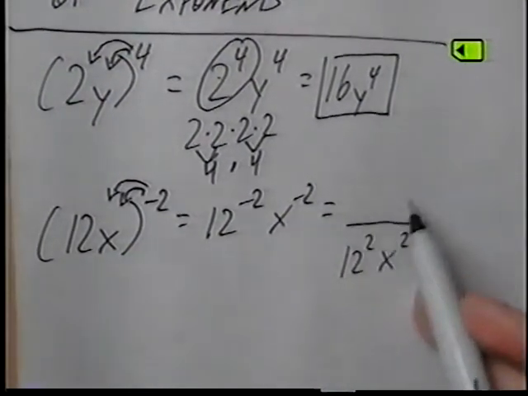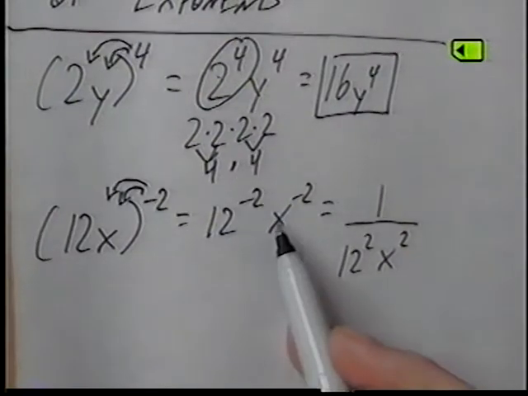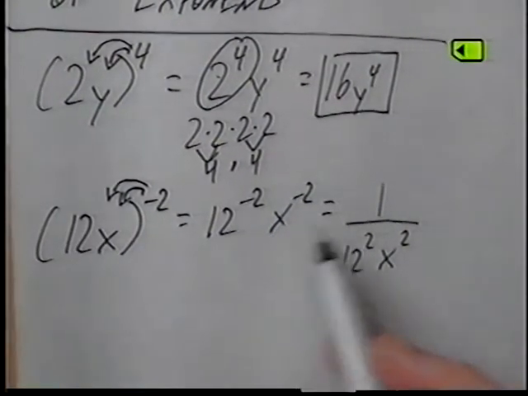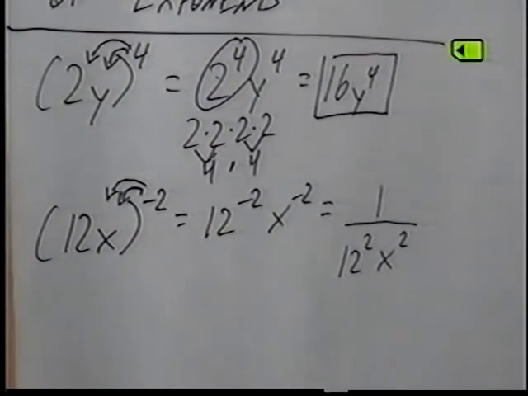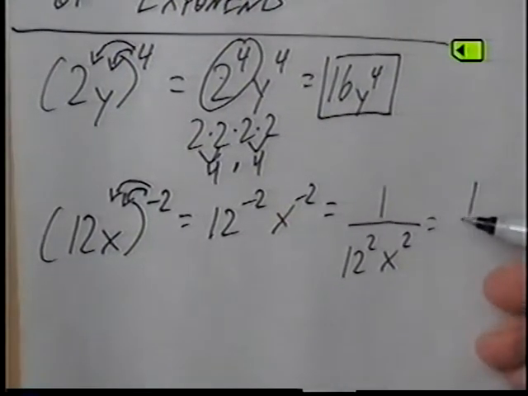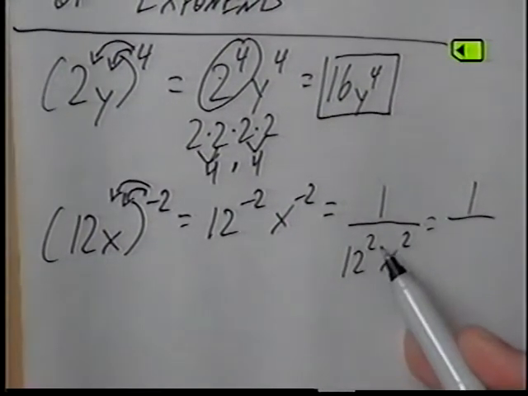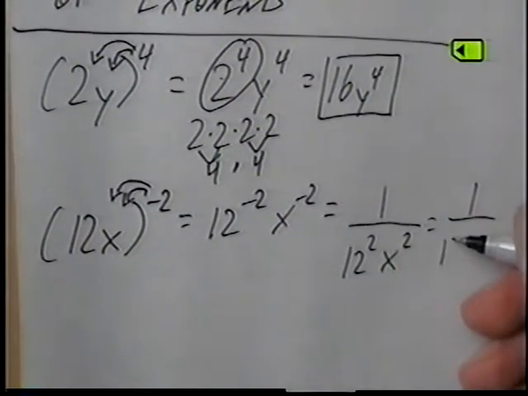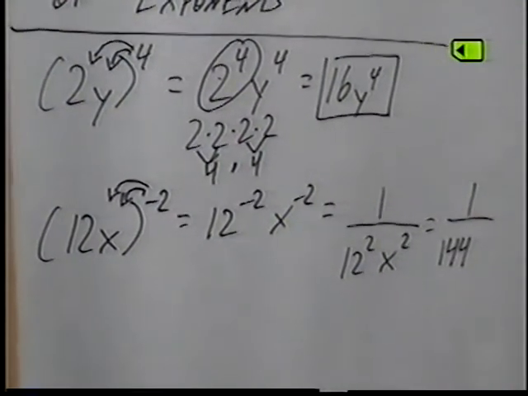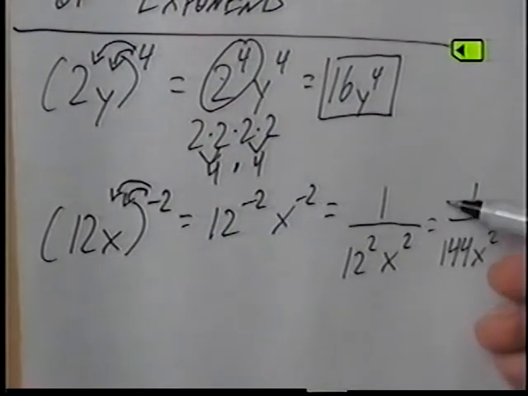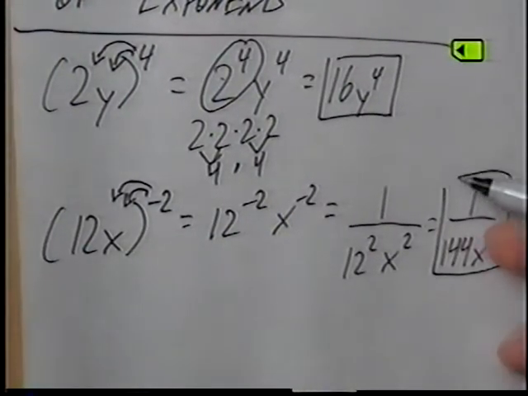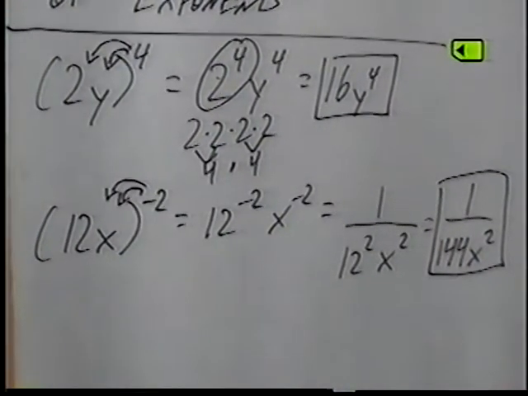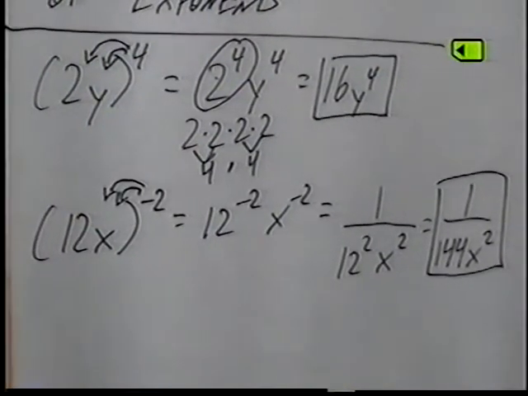If there's nothing on top of the fraction, again, you have a coefficient in front of the x, which is 1, so 1 stays on top. Your final answer, simplify any numbers. 12 to the second power, it's 12 times itself 2 times, which is 144, and x to the second power. 1 over 144 x squared.